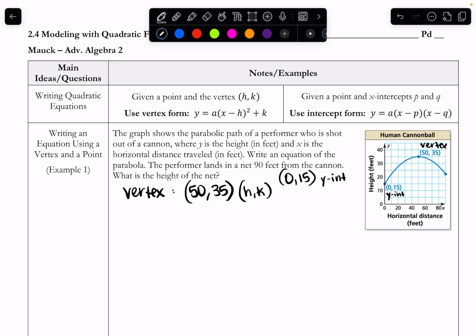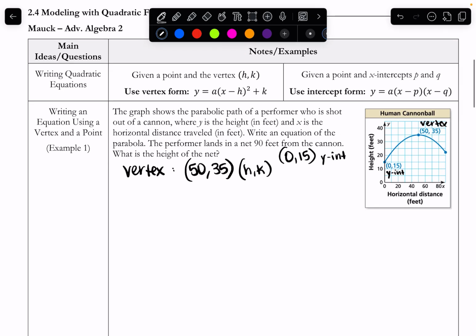Most of the time, you're not going to go straight to standard form. So we could write this and figure out our standard form from either vertex or intercept form. But we're going to use vertex form here. So when we write our equation, we don't know A yet. We do know that the H is 50 and the K was 35.